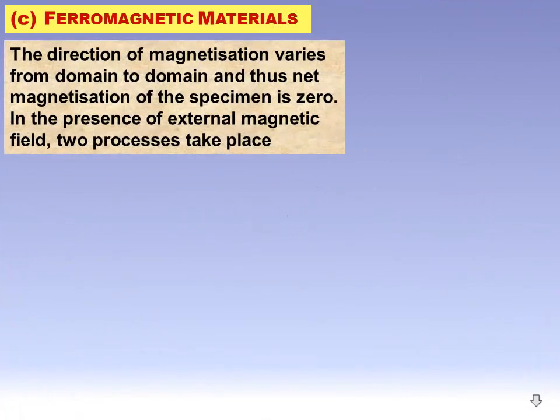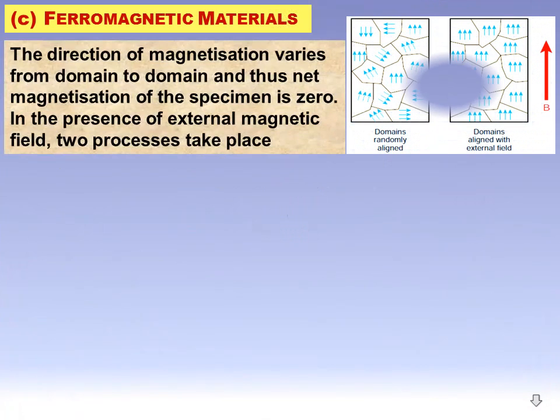Now let's see the ferromagnetic materials. The direction of magnetization varies from domain to domain, and thus the net magnetization of the specimen is zero. In the presence of an external magnetic field, two processes take place. Let me show the domains which are randomly aligned. See, the domains are randomly aligned, in different directions, not in the same direction. If the domains are aligned with the external field, then they are all placed in the same direction.